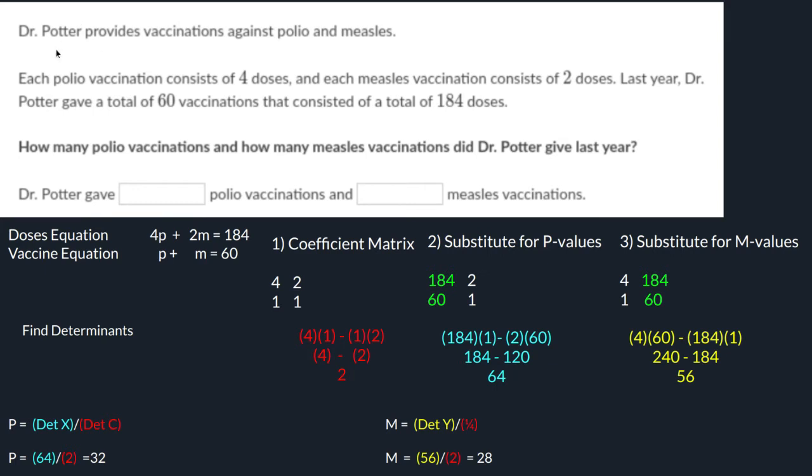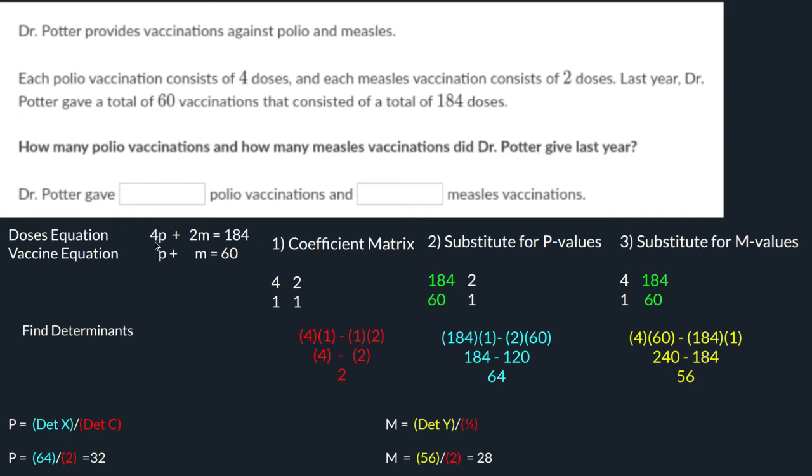Okay, so taking a read here of this problem, Dr. Potter provides vaccinations against polio and measles. Each polio vaccination consists of 4 doses. Each measles vaccination consists of 2 doses. Last year, Dr. Potter gave a total of 60 vaccinations, and that consisted of 184 doses. We need to know how many polio vaccinations and how many measles vaccinations Dr. Potter gave. Now let's look at our equations.